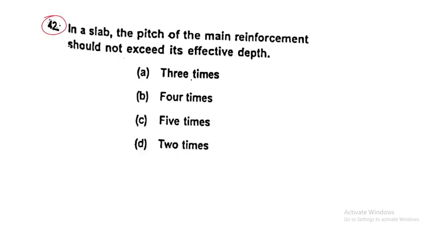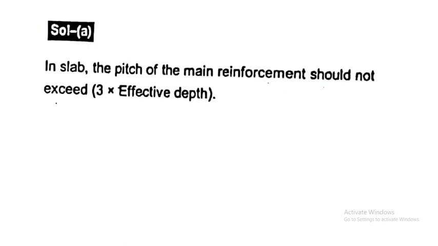Okay, next one. In a slab, the pitch of the main reinforcement should not exceed its effective depth. In a slab, the pitch of the main reinforcement, right? So what is the pitch of the main reinforcement? In a slab, the pitch should not exceed 3 times the effective depth, 3 into effective depth. Okay.